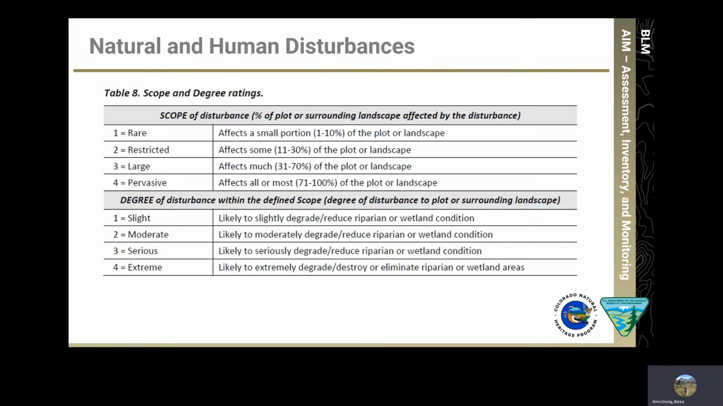Natural and human disturbances will be rated by scope and degree. You can see the scope and degree ratings in Table 8 on page 80. Scope is the percent of the plot or surrounding landscape affected by the disturbance and is rated from 1, or rare, to 4, pervasive. Degree is the degree of disturbance to the plot or surrounding landscape and is rated from 1, slight, to 4, extreme.